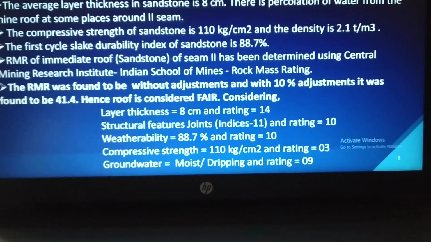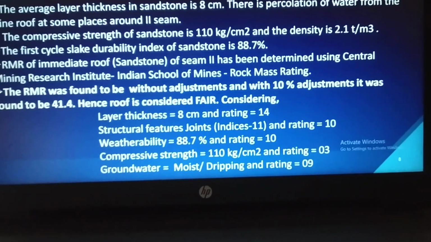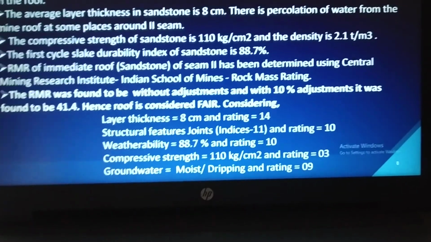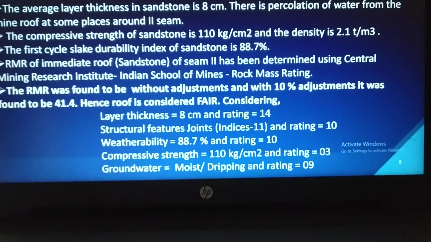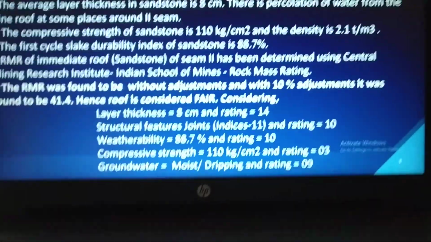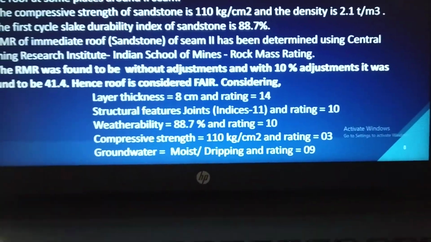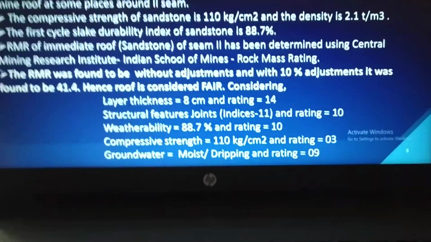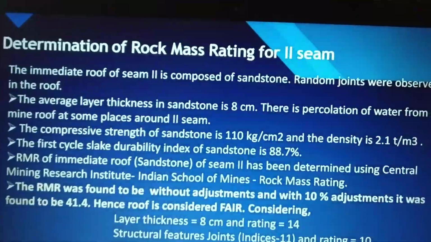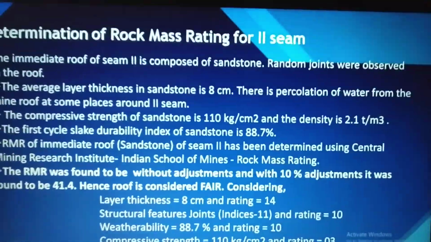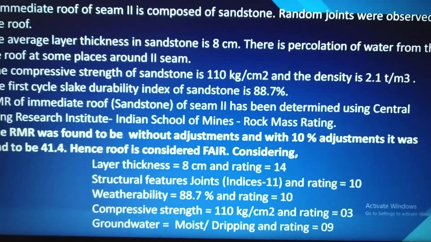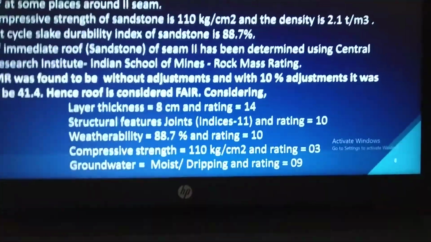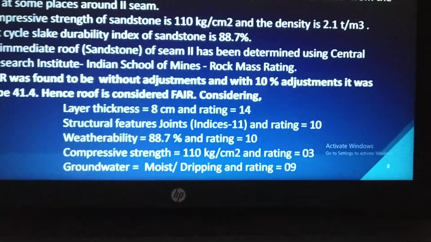The compressive strength of sandstone is 110 kg per centimeter square, and the density is 2.1 tons per meter cube. The first cycle slake durability index of sandstone is 88.7. This can be calculated by taking the sample and performing the slake durability index test, which we have already performed in our laboratory. The RMR of the immediate roof for the second seam was found to be 46%, and with adjustment it was found to be 41.4.